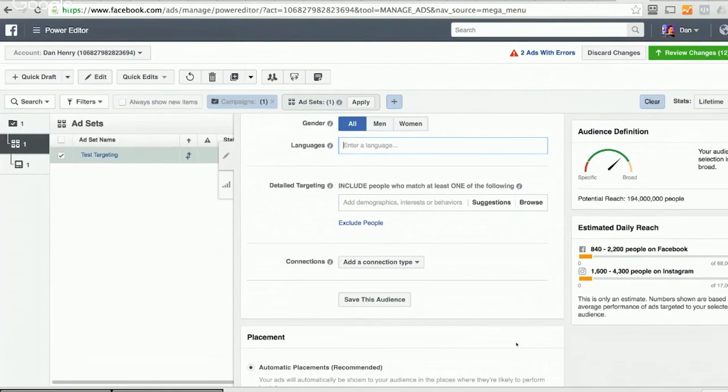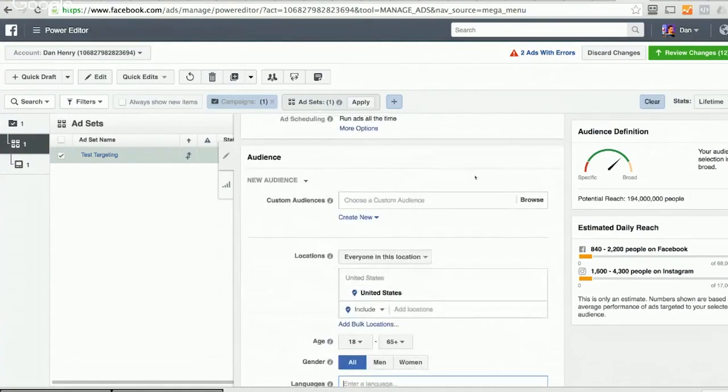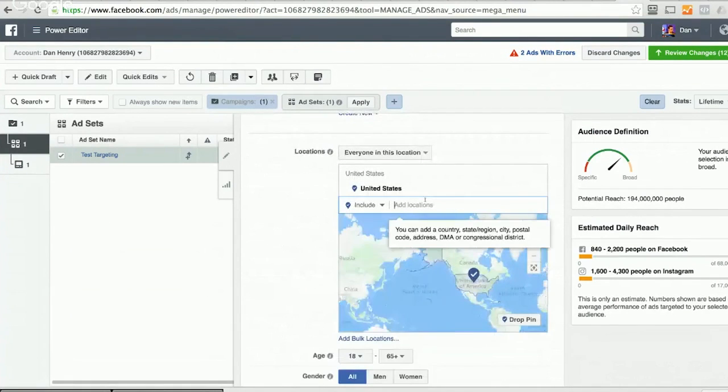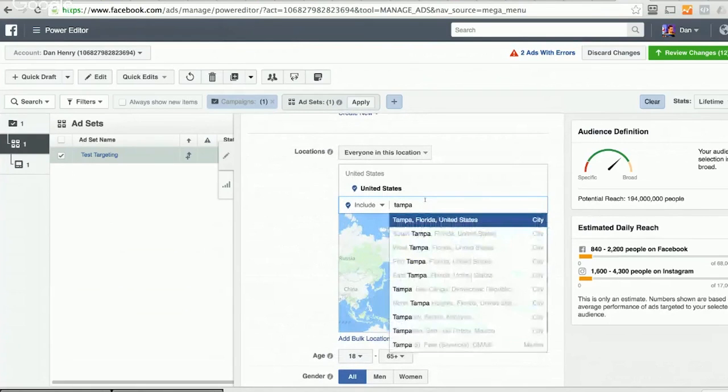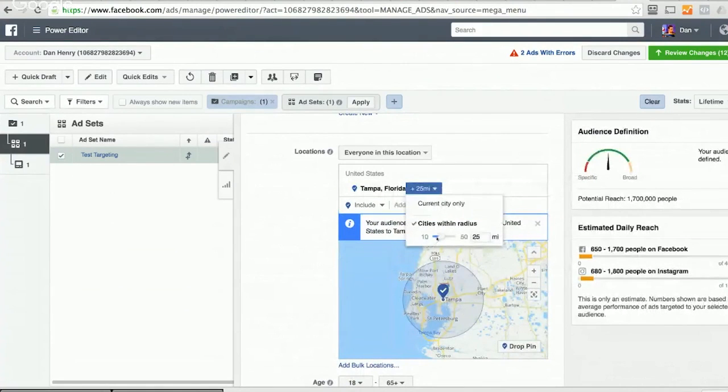So, for instance, let's say I am thinking of some sort of weight loss product. I'm thinking, I want to sell some sort of personal training product. Or let's say I'm a personal trainer. All right. And I go to, let's say Tampa. So I'm going to type in Tampa. Let's say I'm a personal trainer in Tampa, Florida.